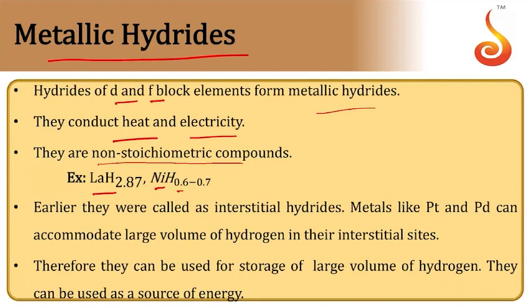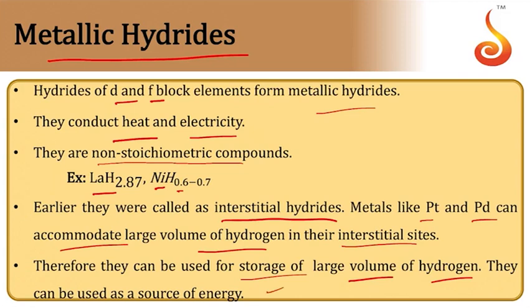Earlier, metallic hydrides were also called interstitial hydrides. Metals like platinum and palladium can accommodate a large volume of hydrogen in their interstitial sites. Therefore, they can be used for the storage of large volumes of hydrogen. They can also be used as a source of energy. This is regarding metallic type of hydrides.